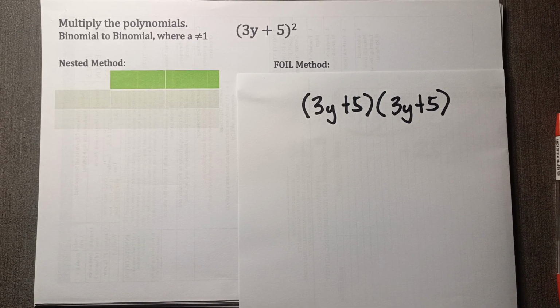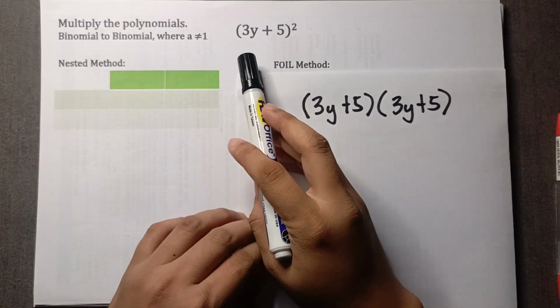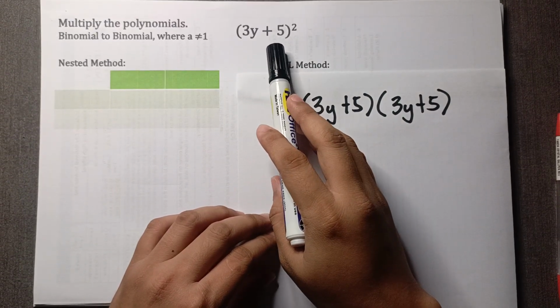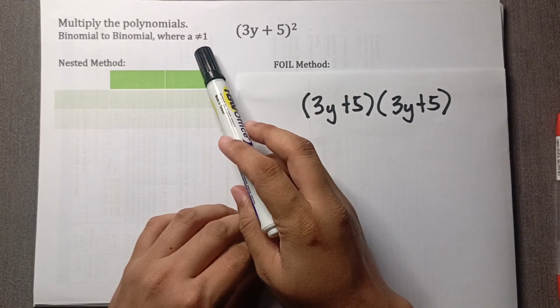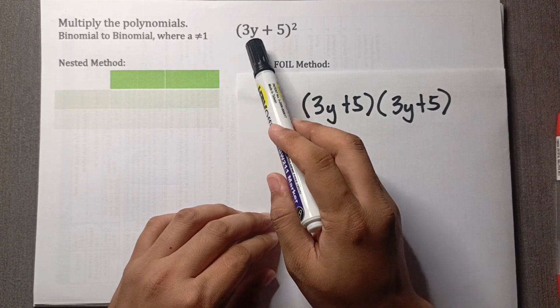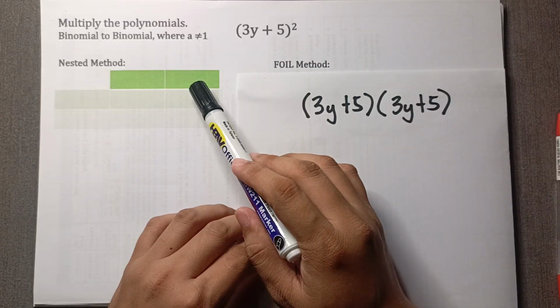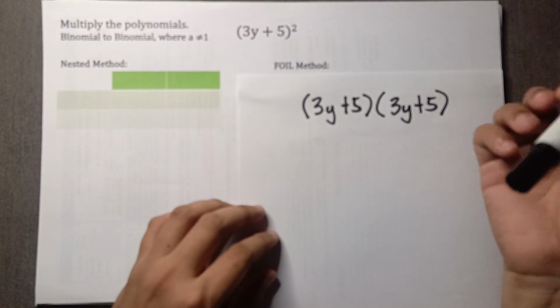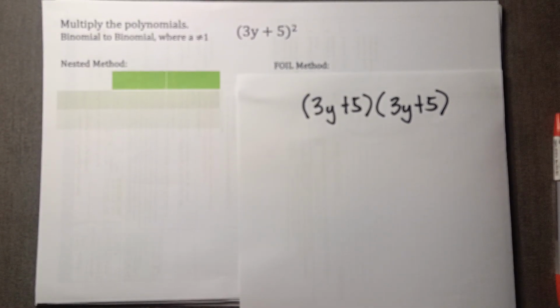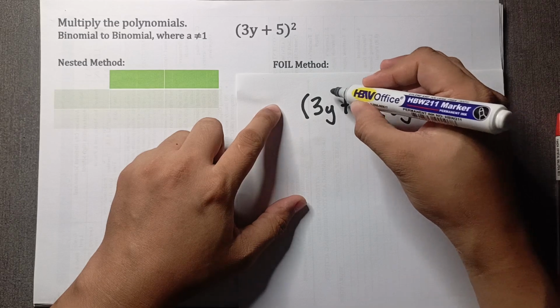And for our next example, as we can see, we have the quantity of 3y plus 5 squared. So katulad nung kanina, but this time around, a is not equal to 1. So possible niyan na yung answer nyo sa letter A, ax squared natin or ay squared is hindi siya equal to 1. Katulad nung kaninang example. So in this case, we're going to multiply first the ends pagdating sa FOIL method.